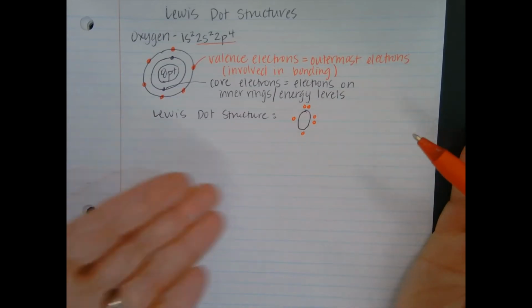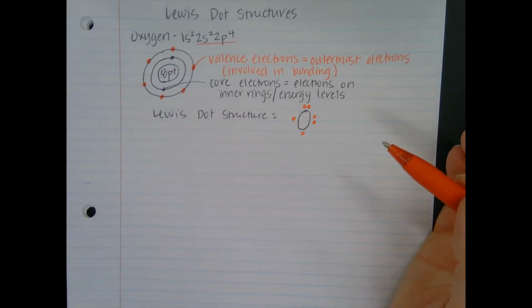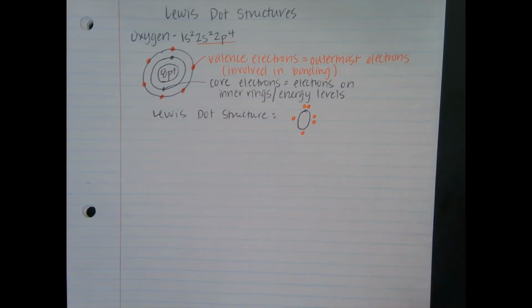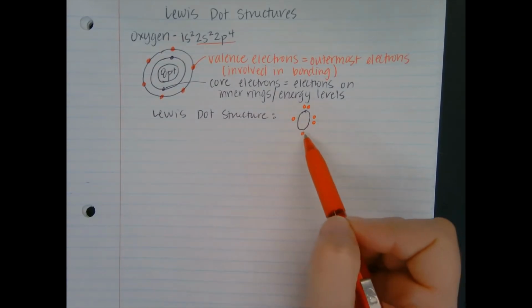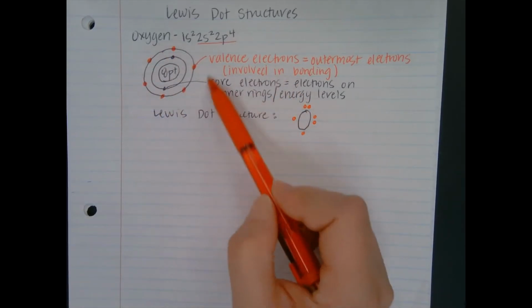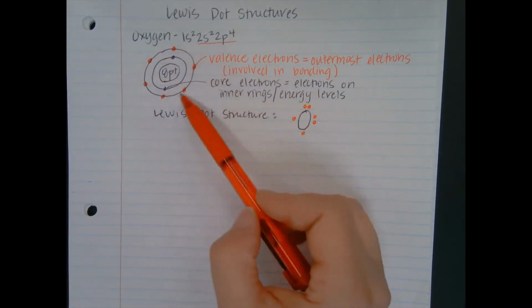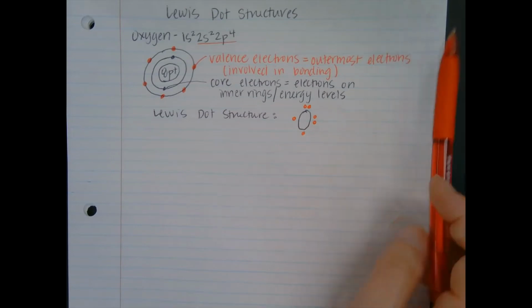Ta-da! You just drew a Lewis dot structure of an element. Is it really new? Not really. You know about electrons, you know about valence electrons, you know about Bohr models, electron configurations, chemical symbols. We're kind of just repackaging it and putting a bow on it, and we're only representing those valence electrons. So instead of drawing all of the Bohr model, we're just looking at that outside energy level, okay?